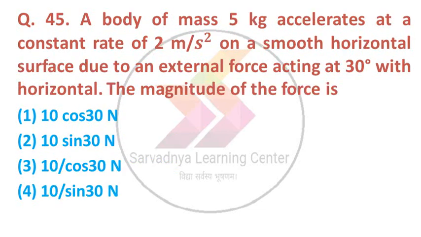Next question. A body of mass 5 kg accelerates at the constant rate of 2 meter per second square on the smooth horizontal surface due to an external force acting at 30 degree with the horizontal. The magnitude of the force is option 1 10 cos 30 Newton, option 2 10 sin 30 Newton, option 3 10 upon cos 30 Newton, option 4 10 upon sin 30 Newton. The correct answer is option number 3, 10 upon cos 30 Newton.